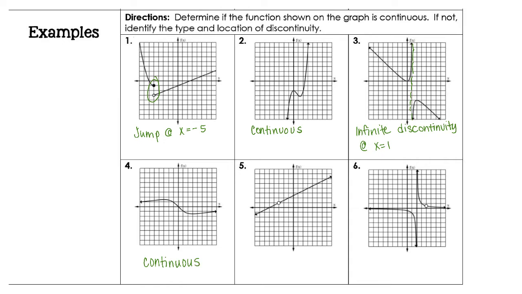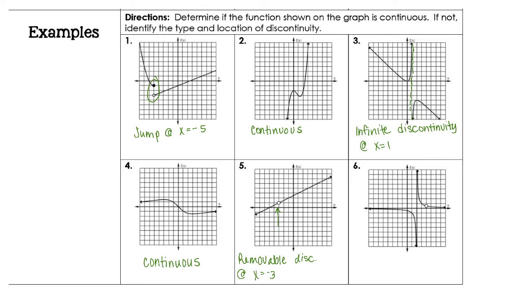Number 5, we have a hole in the graph, and so that's going to be a removable discontinuity. And it's going to be at x equals -3.